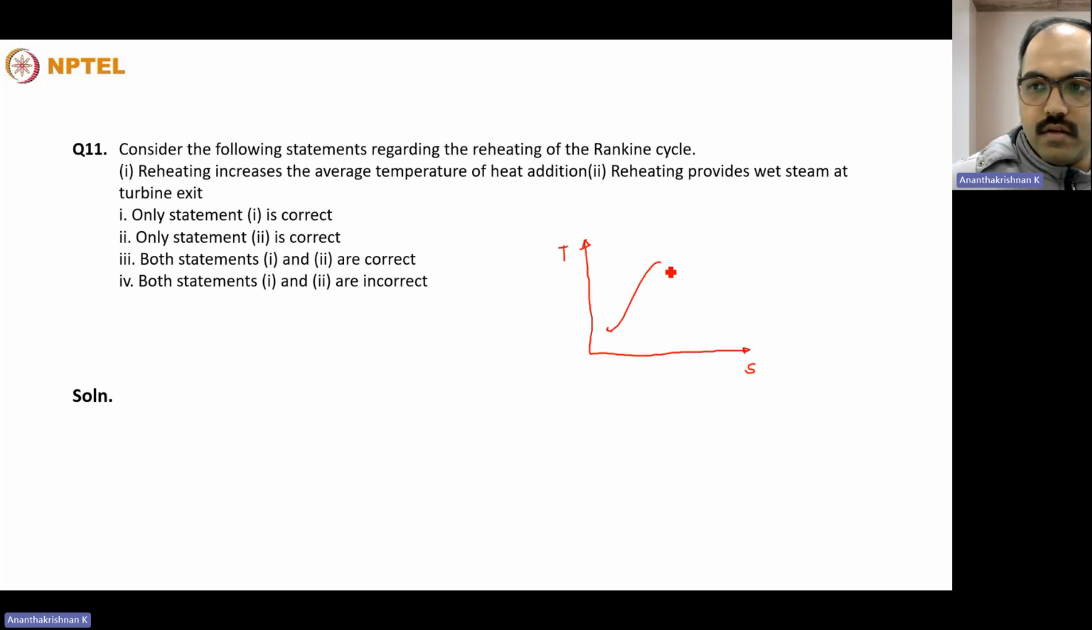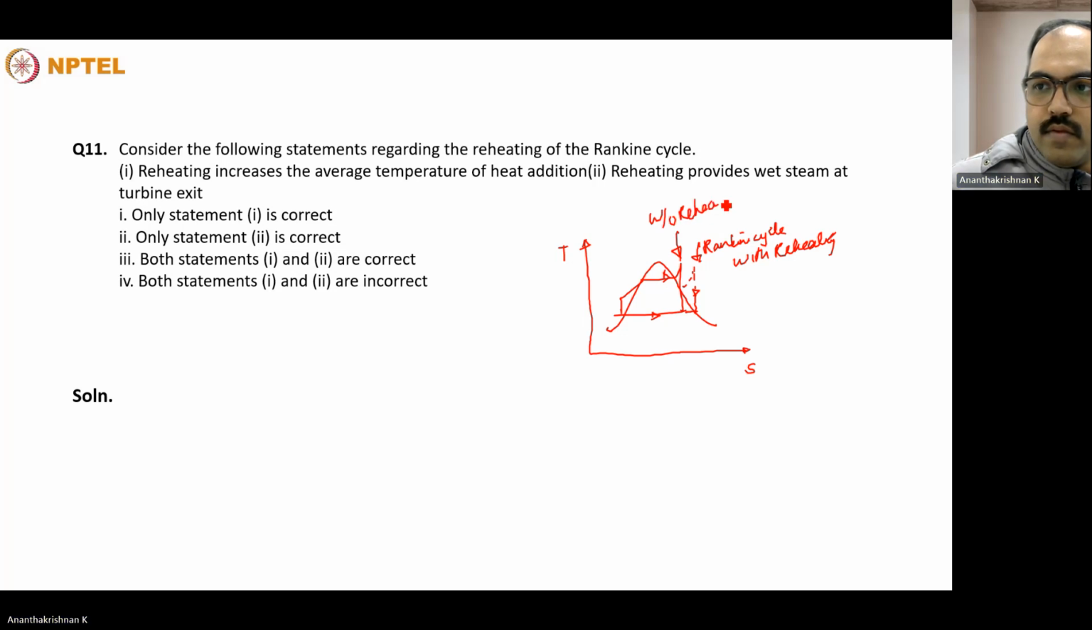In the case of a TS diagram, a normal Rankine cycle will be like this. A Rankine cycle with reheating will be like this. So this is the Rankine cycle with reheating, and this is without reheating. So with surety, what we can say is that the exit of the steam will be towards the right, so quality increases.